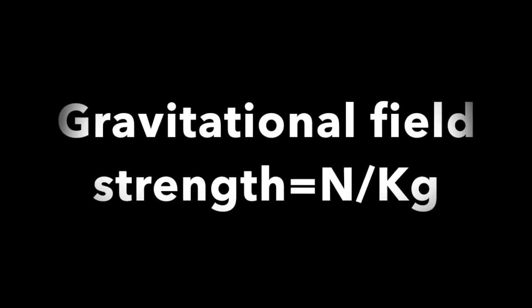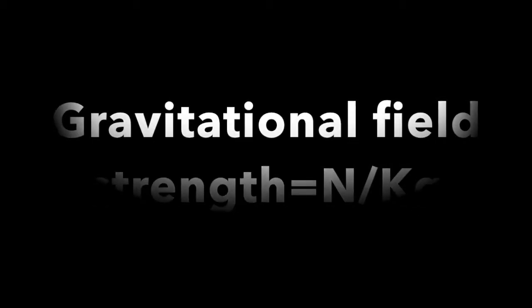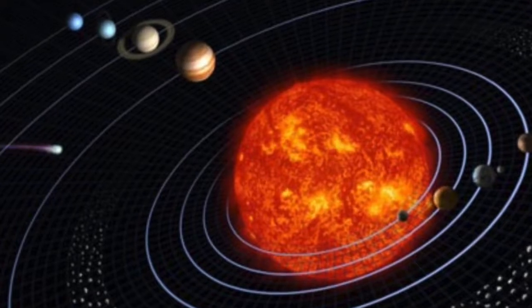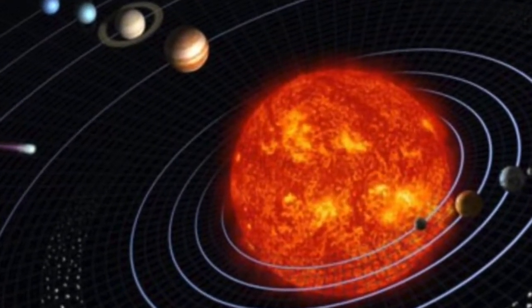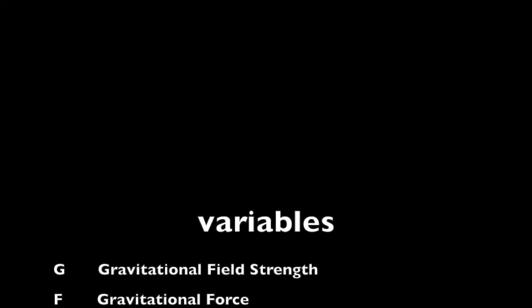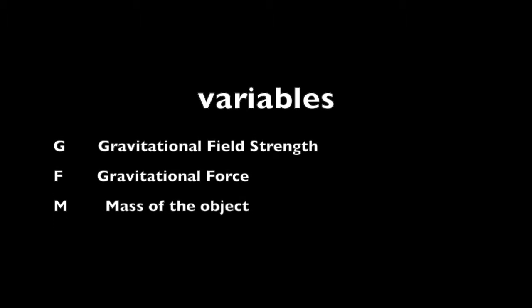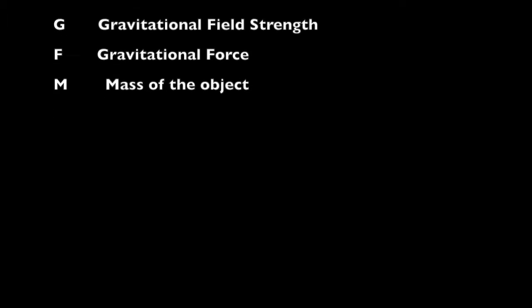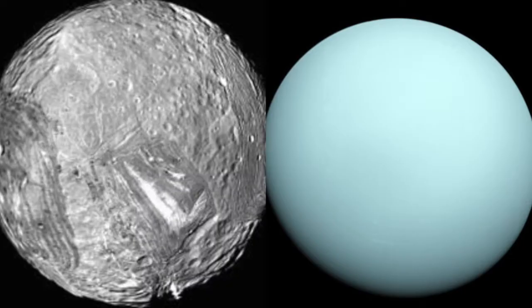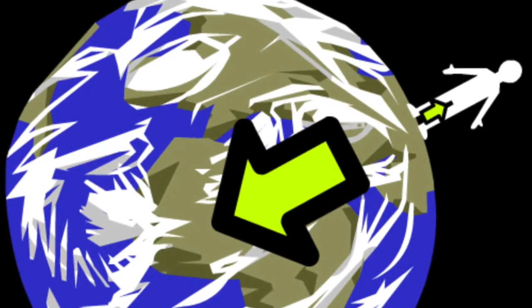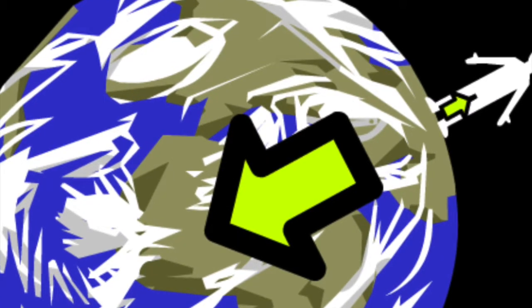Gravitational field strength is measured in newtons per kilogram, which is equivalent to the measurements for acceleration. The equation to find the gravitational field strength of an object is G equals F over m, where G is the gravitational field strength, F is the gravitational force, and m is the mass of an object. The moon of Uranus, Miranda, has a gravitational field strength of 0.079 newtons per kilogram.